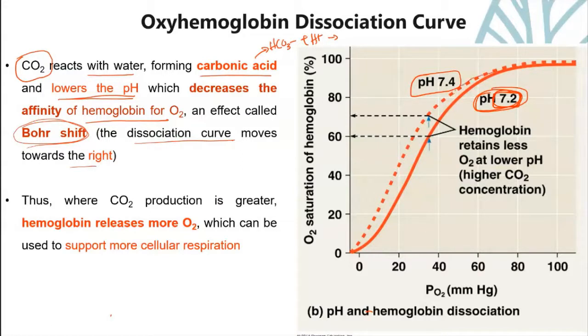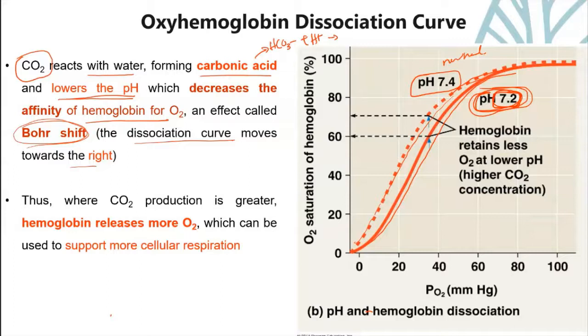Okay, ini dalam keadaan asal yang dotted lines ni, dotted graph ni dalam keadaan normal. But when you are exercising, your cell produces more carbon dioxide. Carbon dioxide produces more carbonic acid, split to become hydrogen ion, causes your blood to be more acidic, drop the pH to 7.2, causes your hemoglobin to have less affinity for oxygen. Okay, more oxygen will be released lah. So that's why the graph will shift to the right. Okay, so this is called the Bohr shift.